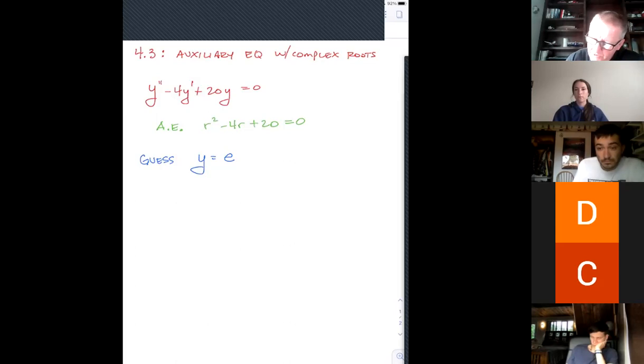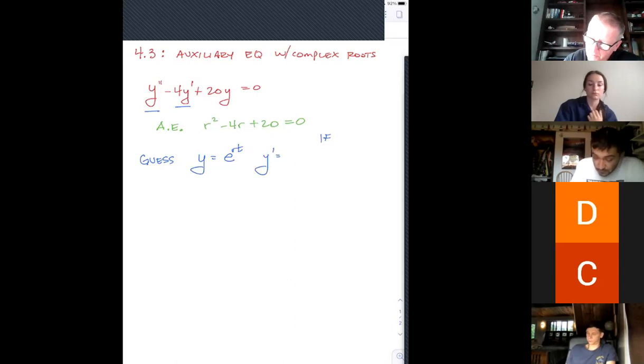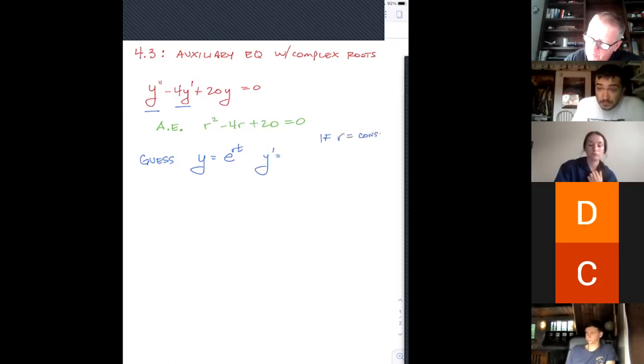We said yesterday it wasn't just e to the t. We saw that didn't work, but we said, hey, if there was a constant in front of that, then it actually worked, right? So let's just quickly do that. In order to put it back in up here, we have to have y prime. So if r is a constant, then the derivative of e to the junk times t would be e to the junk times t, but then times the derivative of the junk. And for that reason, y double prime would be r squared e to the rt.